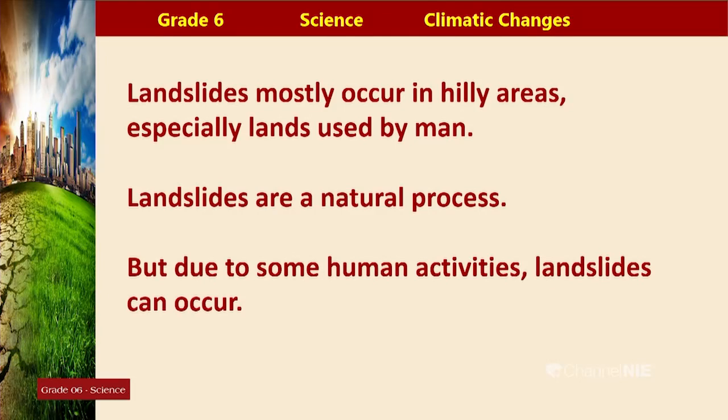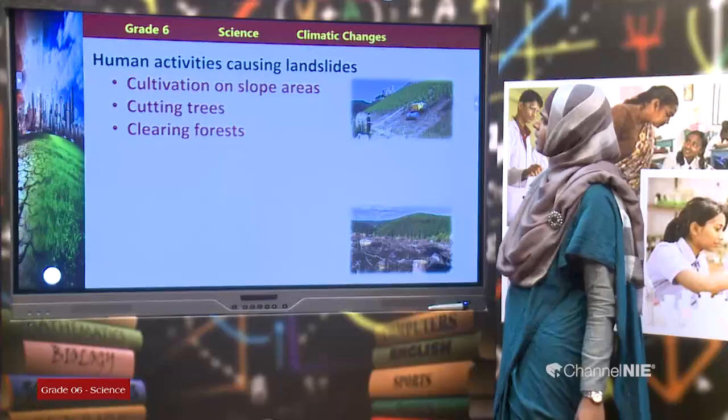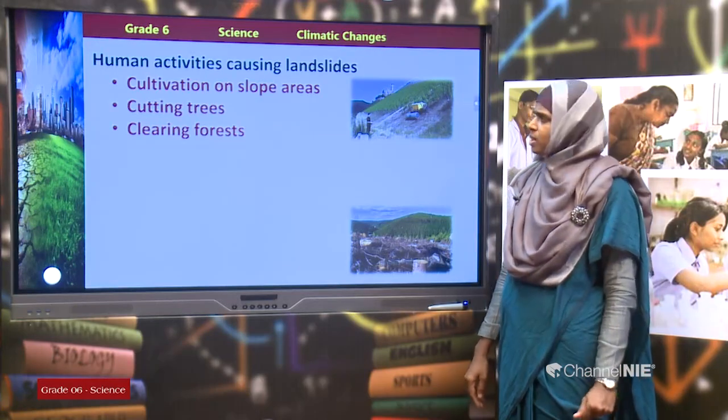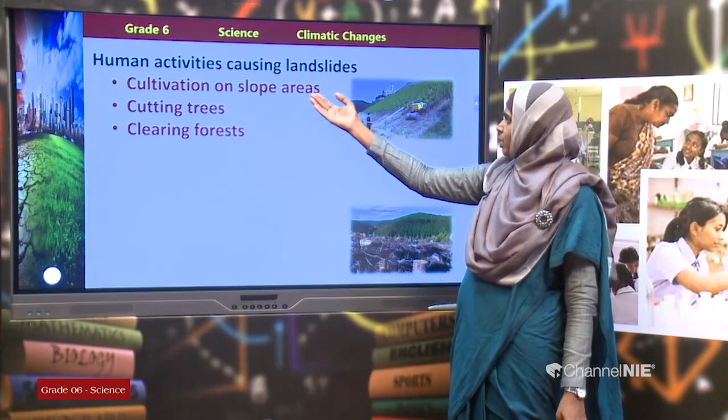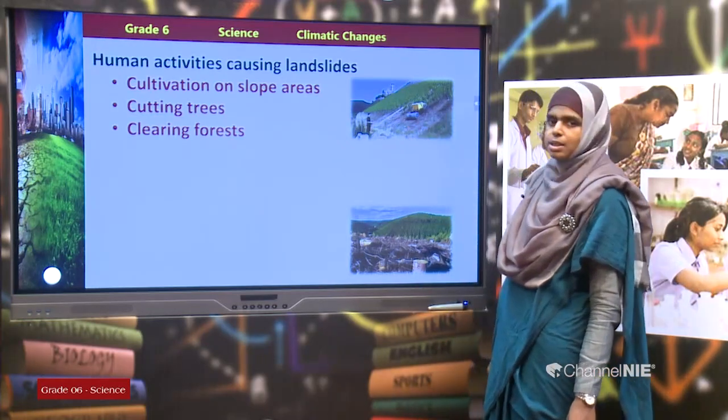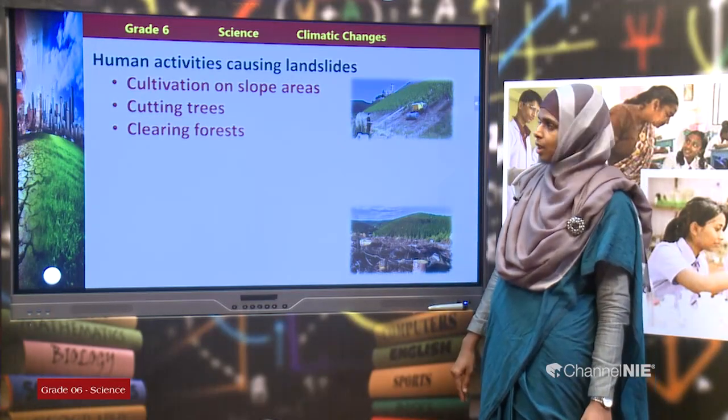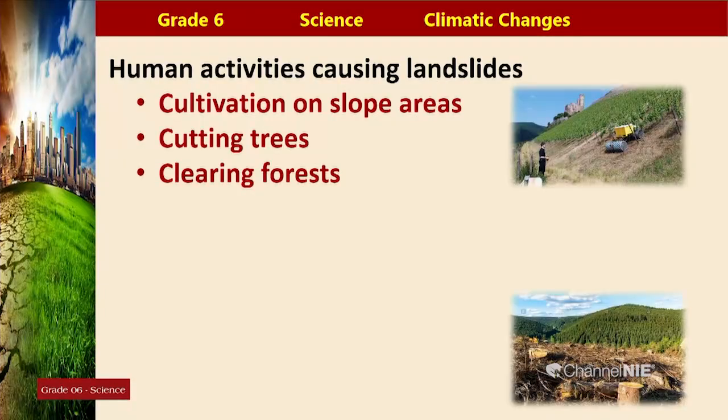Landslides can occur due to human activities. Let's see what are the human activities which cause landslides, children. Cultivation on slope areas: people clear the slope areas and start various cultivations. This can cause landslides. And cutting trees.